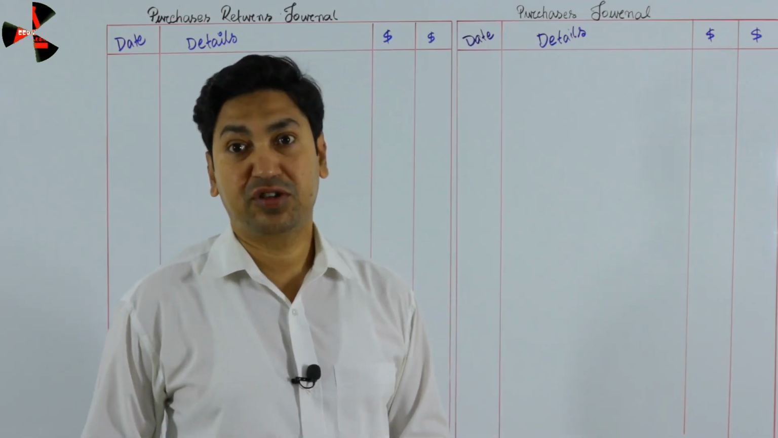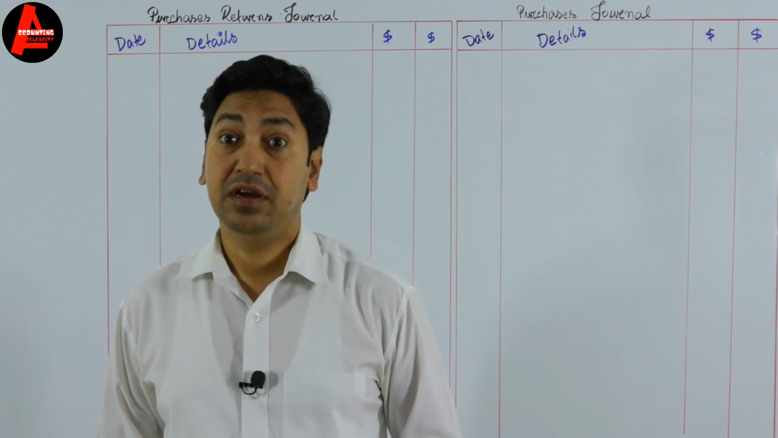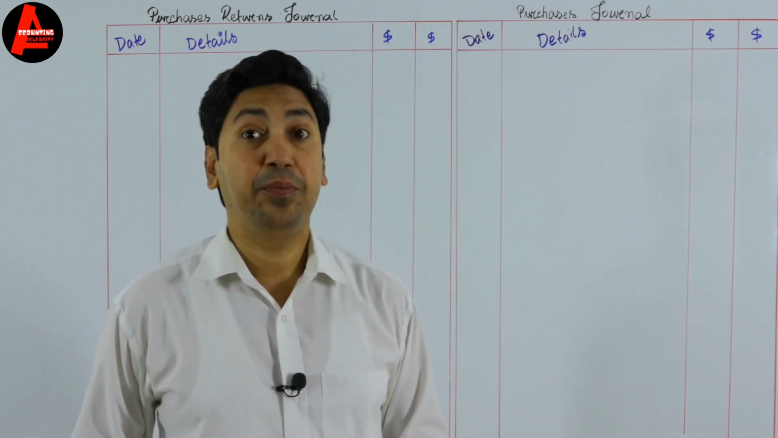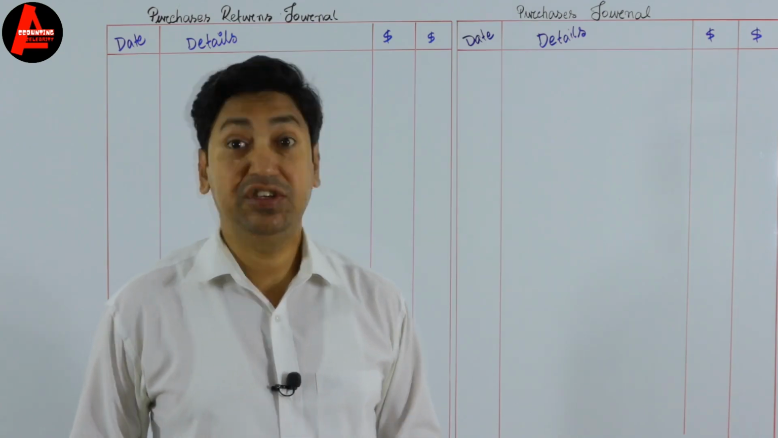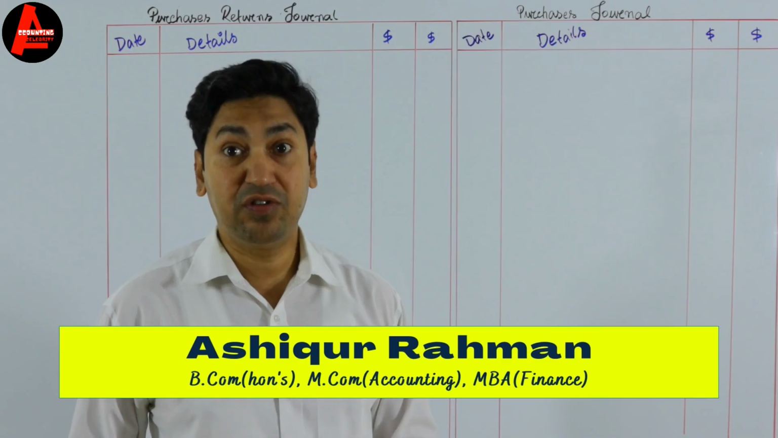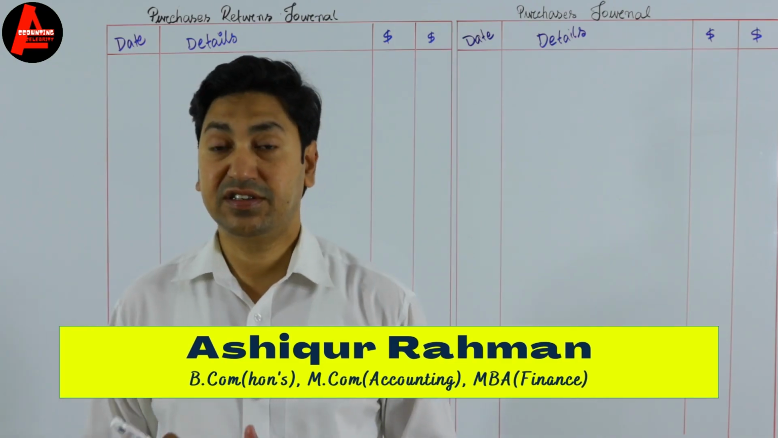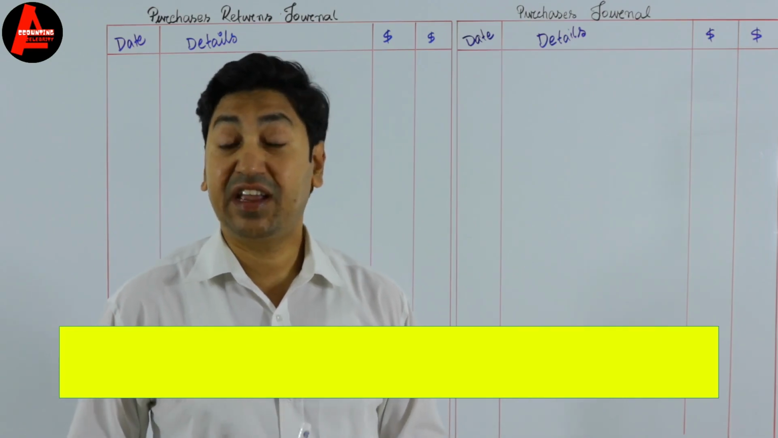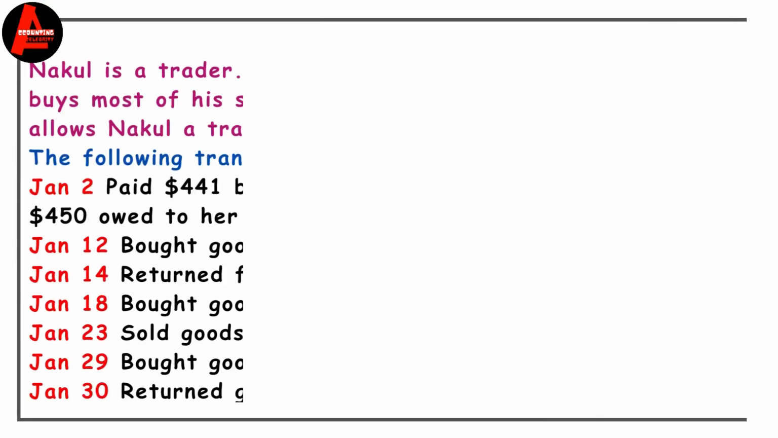You know, there are 7 books of prime entry: purchase journal, purchase return journal, sales journal, sales returns journal, cash book, petty cash book, and general journal. Today in this lesson we will discuss purchase journal and purchases returns journal. We have a practical question here which is taken from Cambridge IGCSE first paper. So let us have a look at the question.